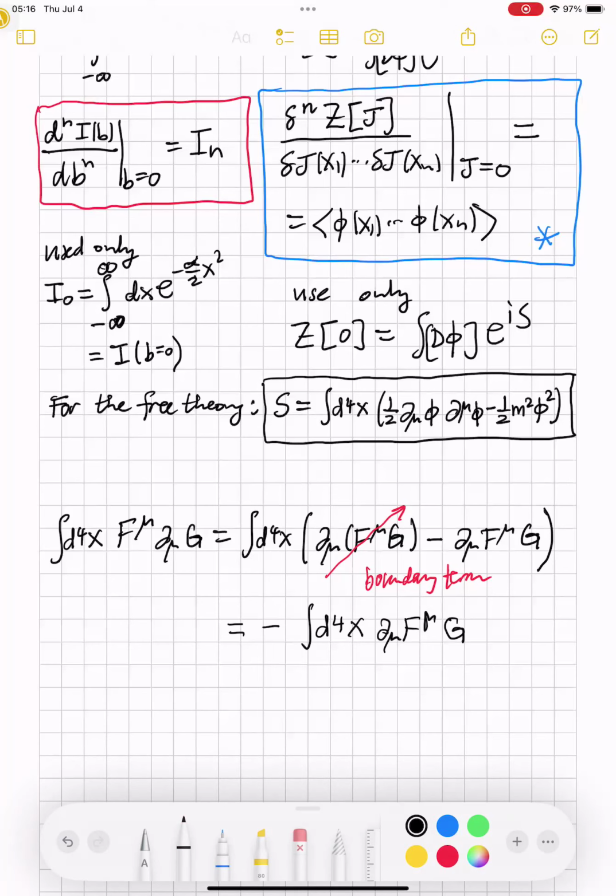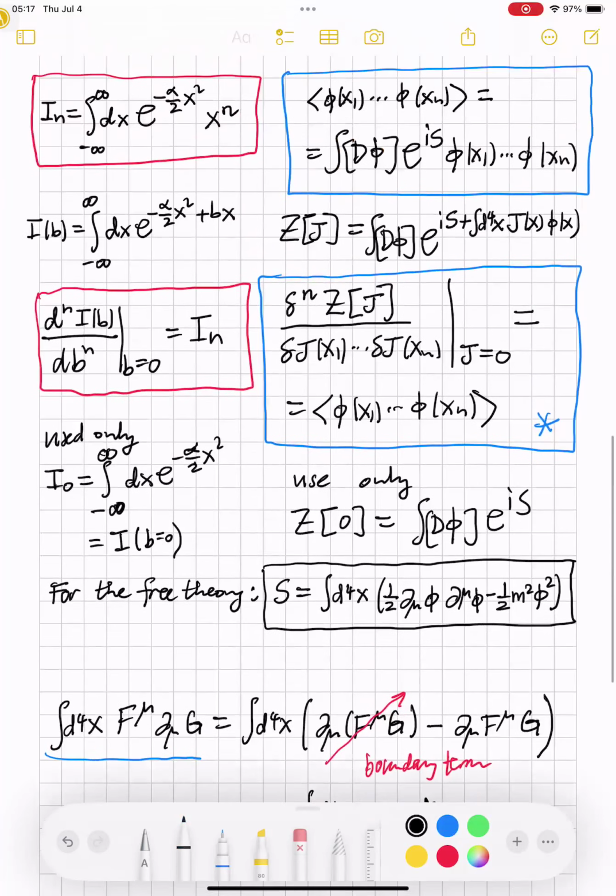What I want you to notice here, look at what our identity says. Look at the first expression and the last expression. So I'm reading here and here. It tells me I can take the derivative of the g, flip it onto the f, but that costs me a minus sign. So I'm going to want to use that identity again and again and again. Okay, so now let's get started with our derivation.